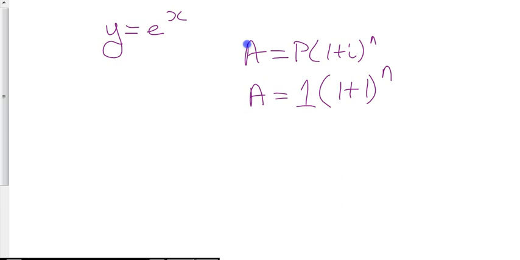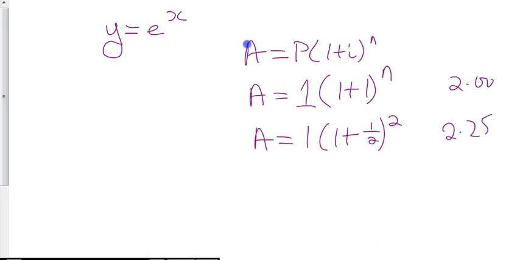Okay, what if we compound semi-annually? Then we need to adjust, right? So instead of 1, we go 1 plus 1 divided by 2, to the power of 2, right? Because now you're getting half the interest, which would be 50% or 1/2, but you get it twice a year. So this is 1.5 squared. So here you would have got $2. Here you get 2 1/4.